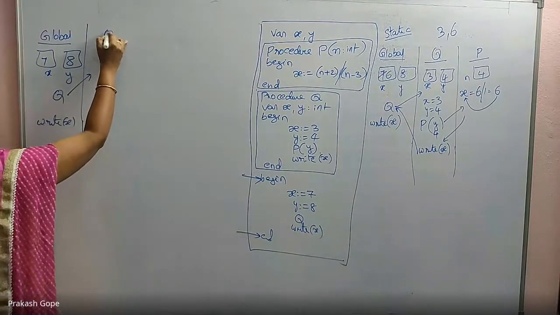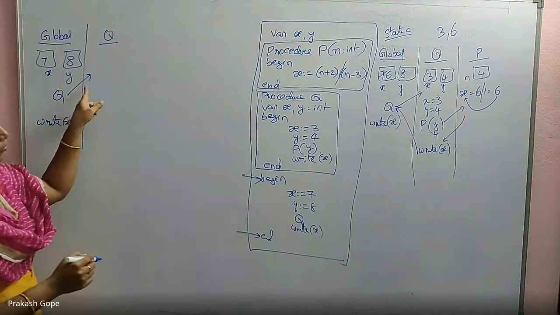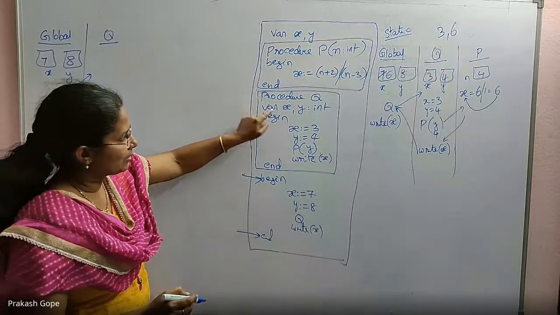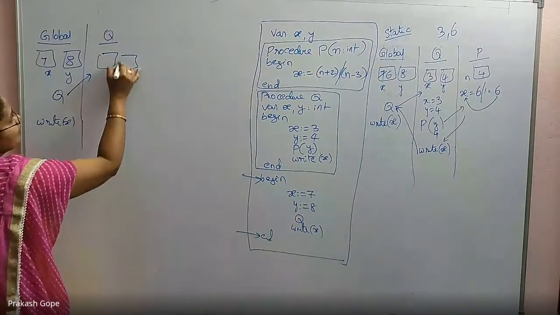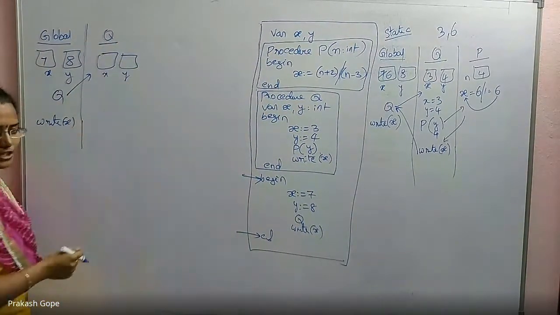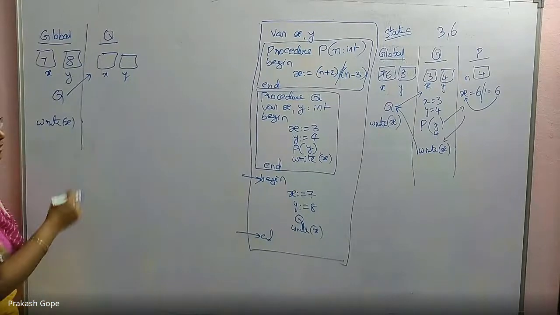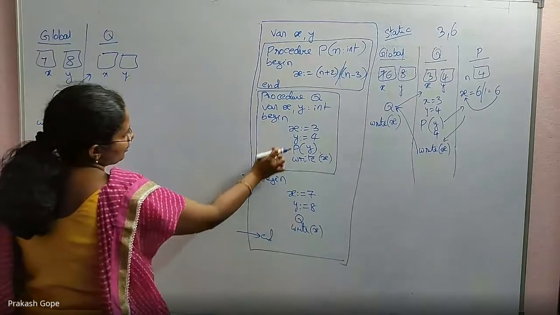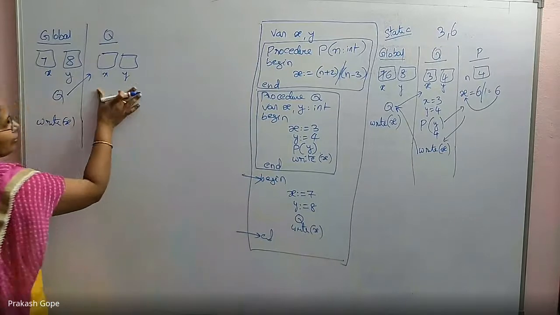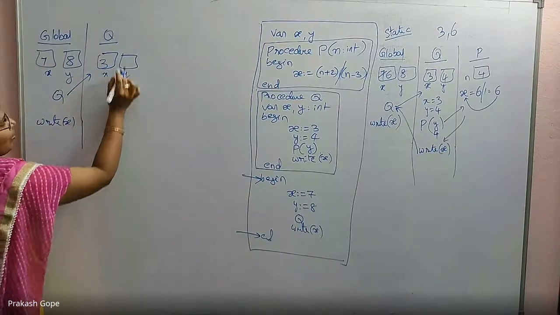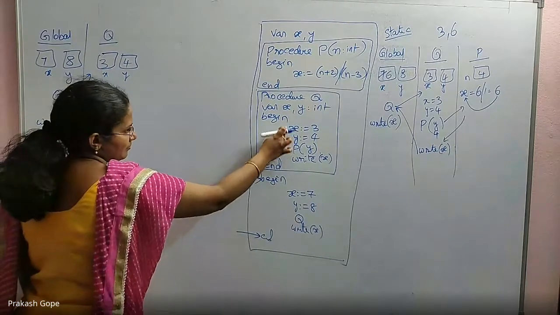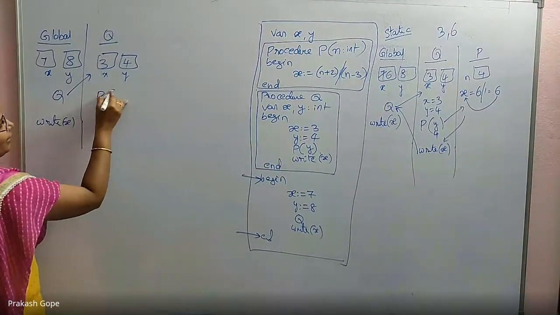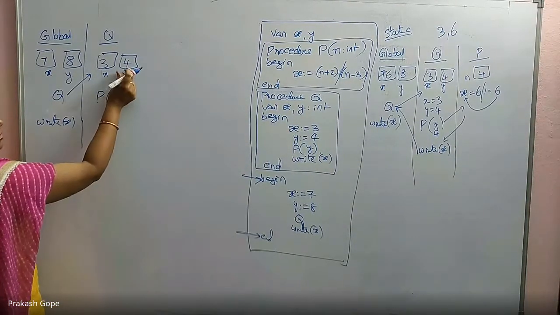Okay, jump to Q's environment, which means this one. There are two variables x and y, so declare them. That is a declaration line, so memory gets allocated. Execute x equal to 3, y equal to 4, which means local x, local y. They are available, that's why they are initialized. Then call P of y. Y means local y, which is 4.